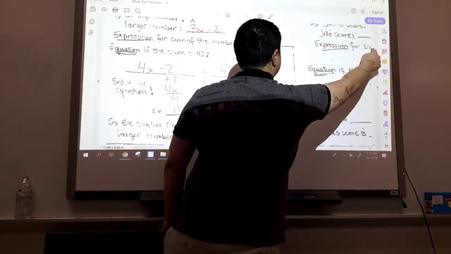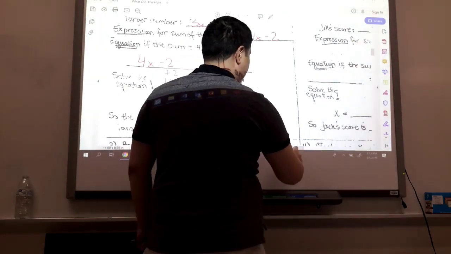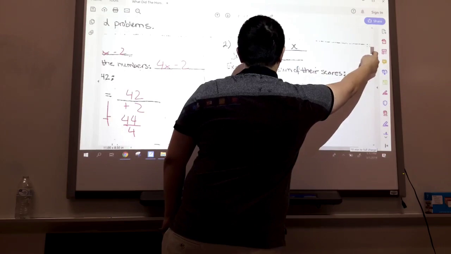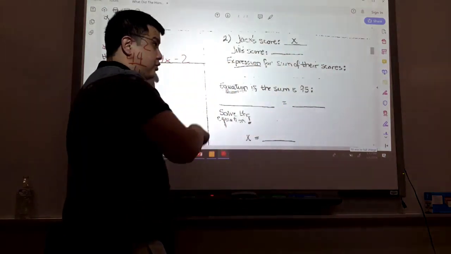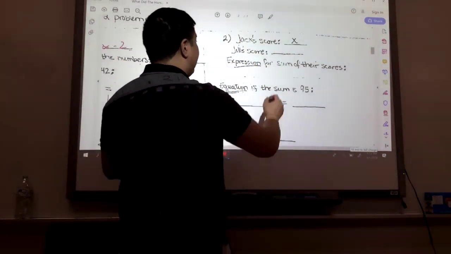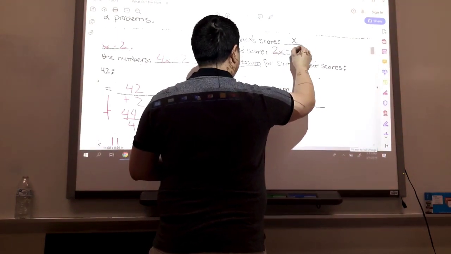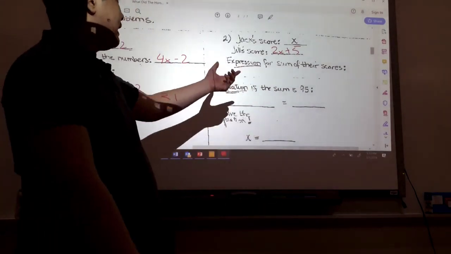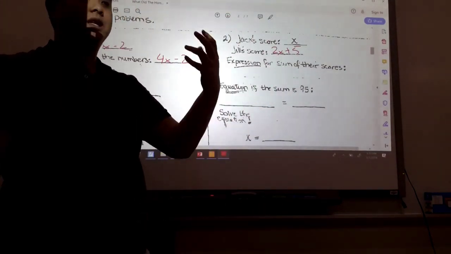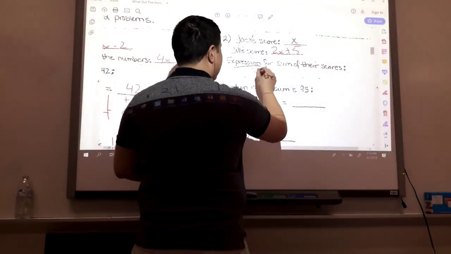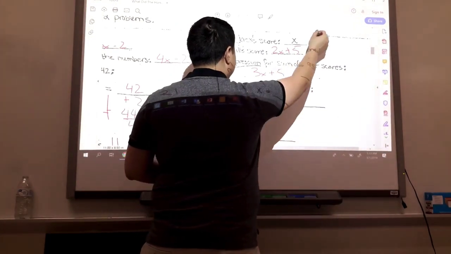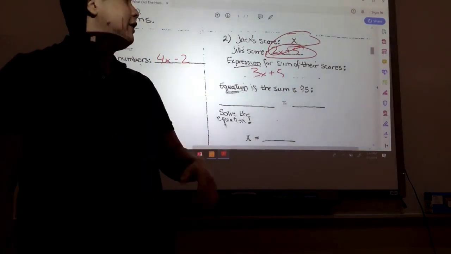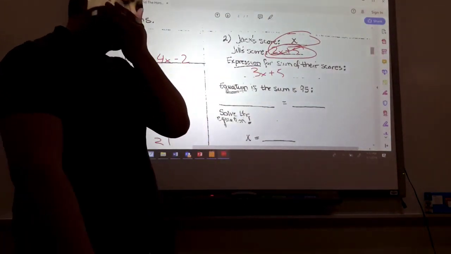So scroll down to this part over here. Again, we have an expression for Jack's score, it's simply x. Jill's score, the expression for that was 2x plus 5. The expression for the sum of their scores was simply x plus 2x plus 5, which gets us 3x plus 5. That's the addition of this expression right here and this expression right here. x plus 2x plus 5 is 3x plus 5.